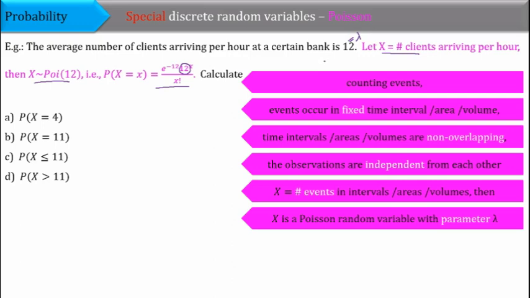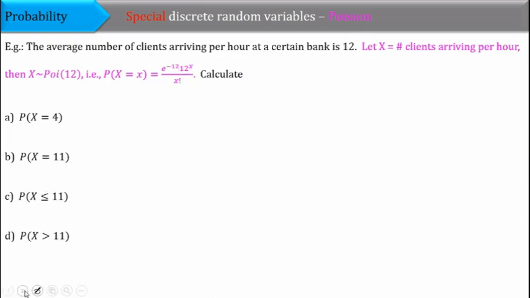Okay, so we expect a graph with high bars situated around 12 and lower bars as we move further away. Now let's have a look at solving this. First of all, probability of x equal to 4. In other words, we're asking what is the probability of 4 people arriving in an hour? Because it's equal to, we use the PMF, and that means we just take this equation, substitute 12 and 4 into it, and solve.